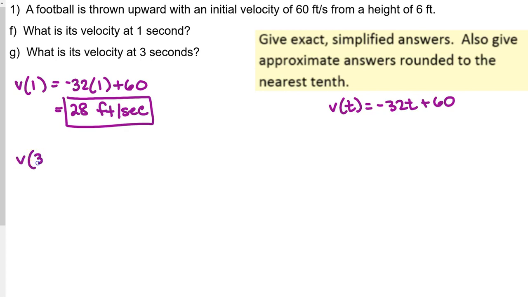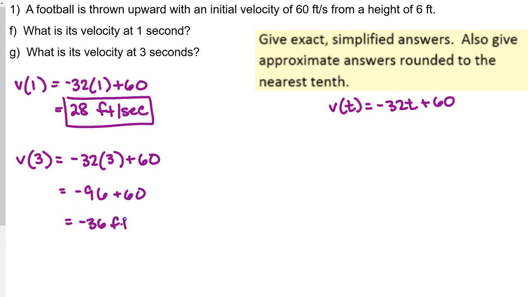So we should know what to expect for part G, the velocity at 3 seconds. We should expect it to be negative because we know it's going to be on its way down. So that's going to be negative 96 plus 60, negative 36 feet per second.